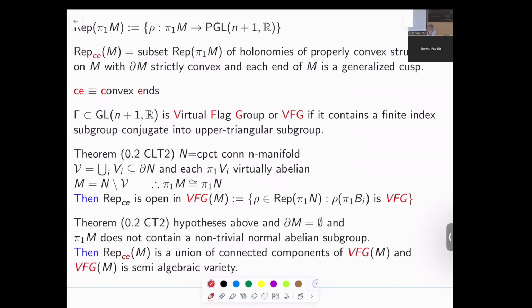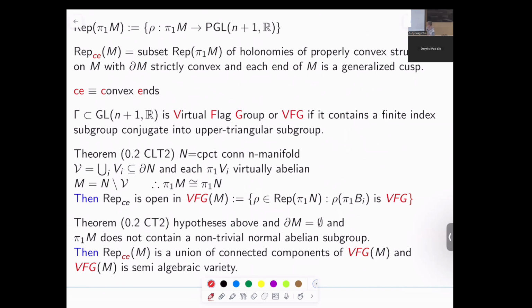So the theorem is the following. We've got some compact connected manifold with boundary, and then you delete some of the boundary components. The boundary components we're going to delete are going to be tori.